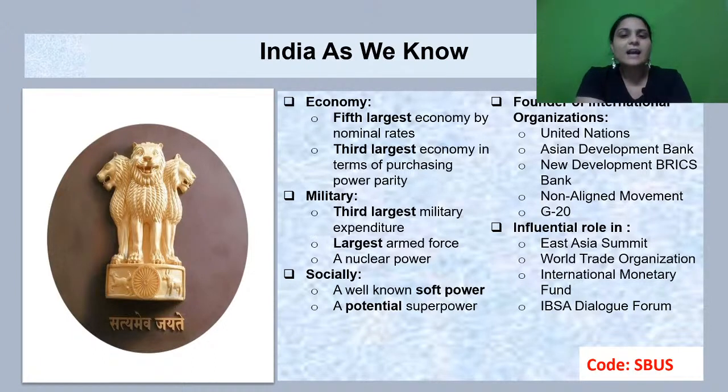So that we can align it with the determinants part of it, or what are the factors that determine any nation's foreign policy. First of all, our economy. We are the fifth largest economy by nominal GDP and the third largest economy in terms of purchasing power parity. These are some of the figures you're already aware of, right? So we are pretty high here. We have left Japan also behind us.